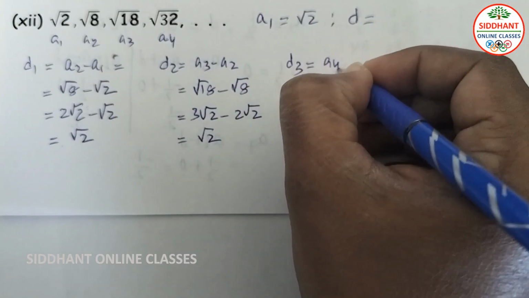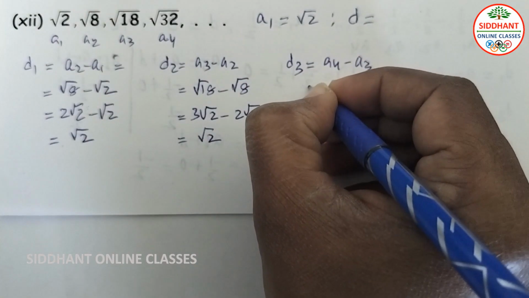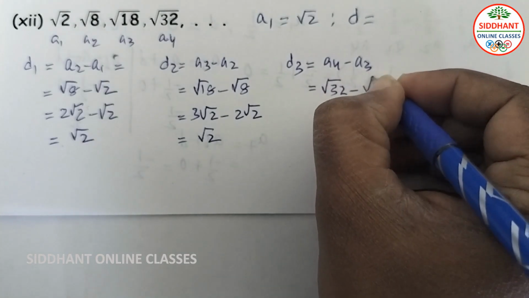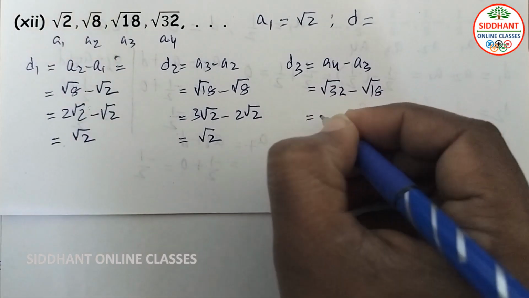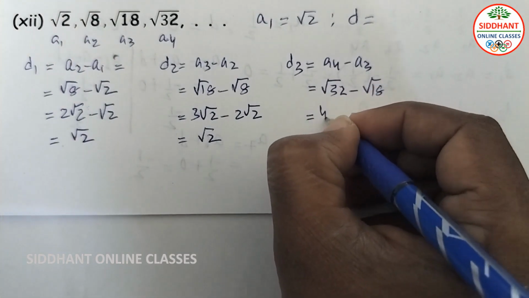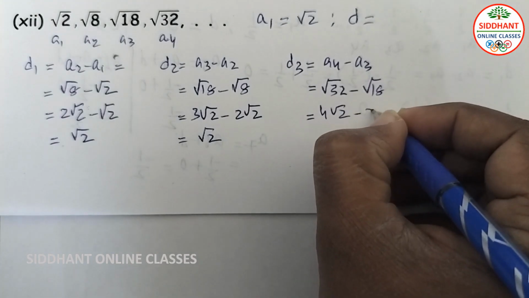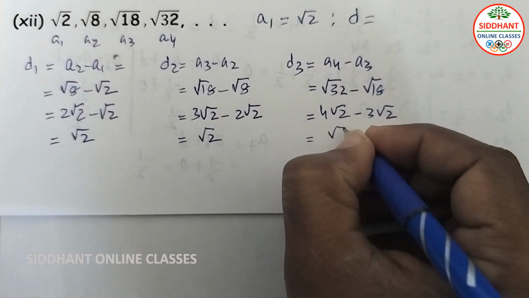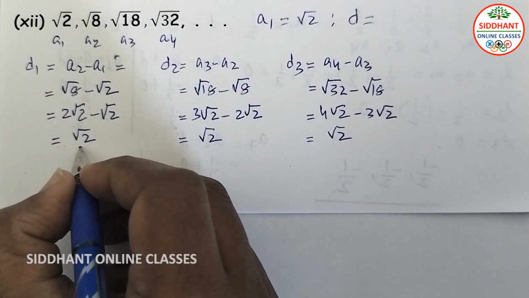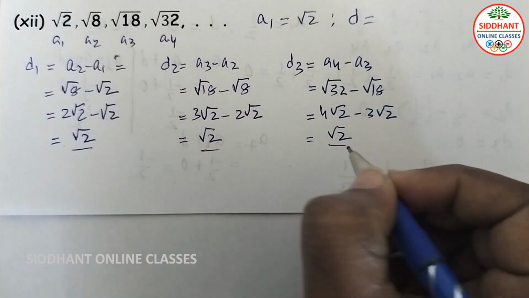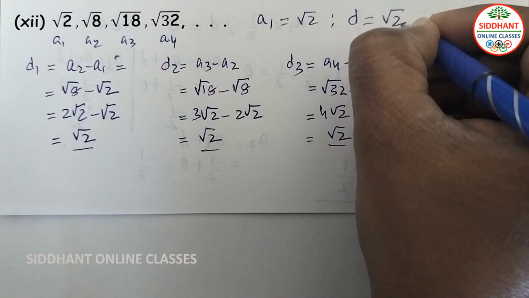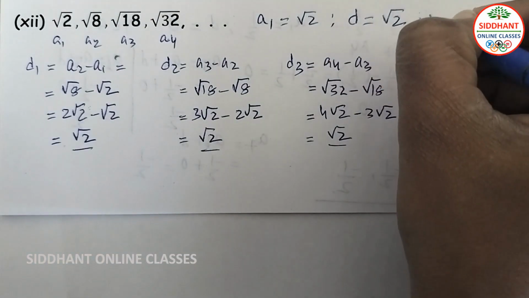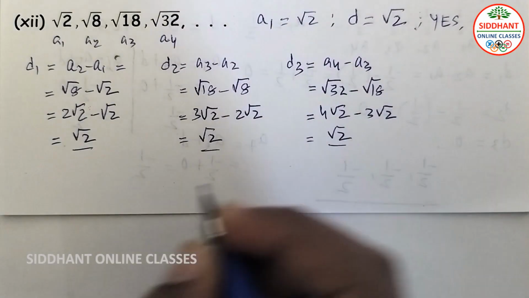D3, which is A4 minus A3, so that will be root 32 minus root 18 here. Root 32 can be written as 4 root 2 and root 18 can be written as 3 root 2. 4 root 2 minus 3 root 2 is root 2. And we can say the difference is common here, which is root 2. So D is root 2. And we can say that it is an arithmetic progression. Yes, it is an arithmetic progression.